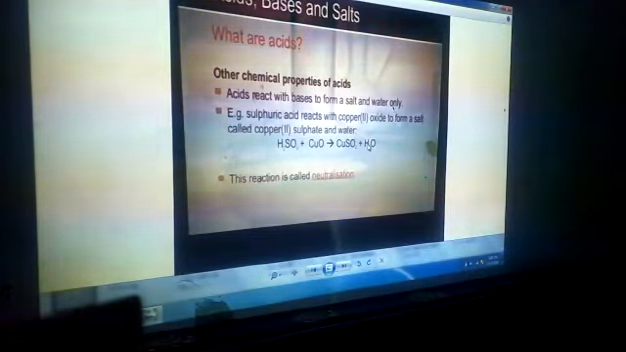You have learned this reaction in 8th class, in 7th class also. When an acid reacts with a base, it produces a salt and water. We will learn in this chapter acids and their chemical properties.